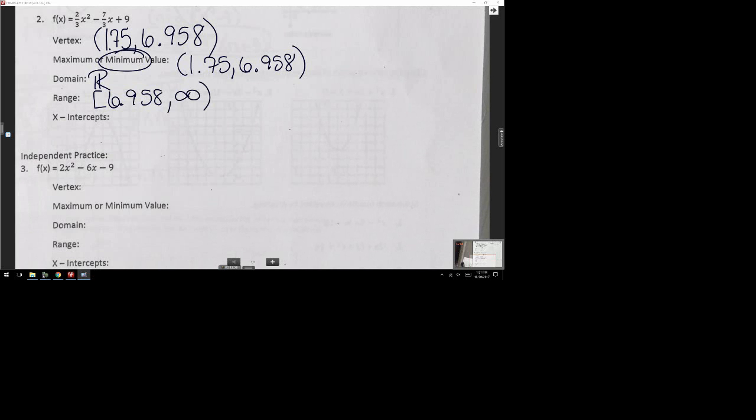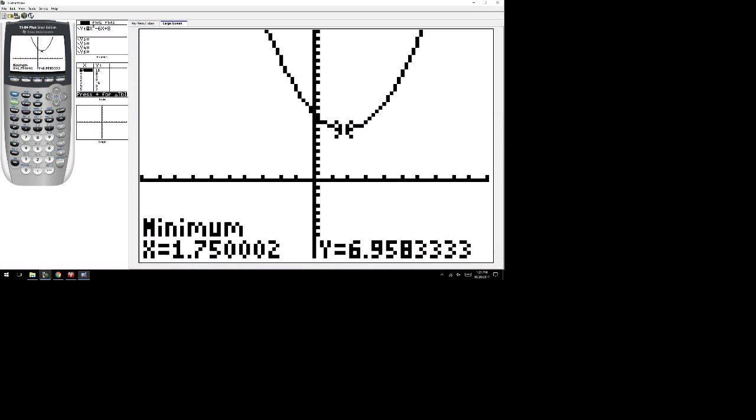All right, so here we go. X-intercepts. Go to your graph. Where does it look like it hits the x-axis? It doesn't. Come up with 0, right? Yes, it hits right there on 0. Oh, wait, no. We don't say no solution. It's asking us for x-intercepts.